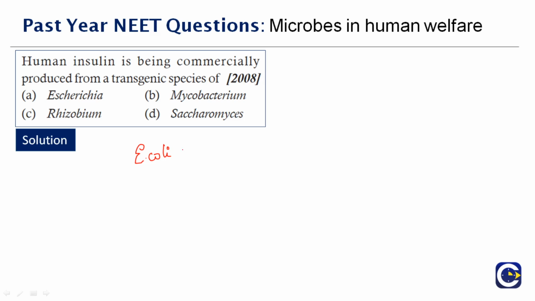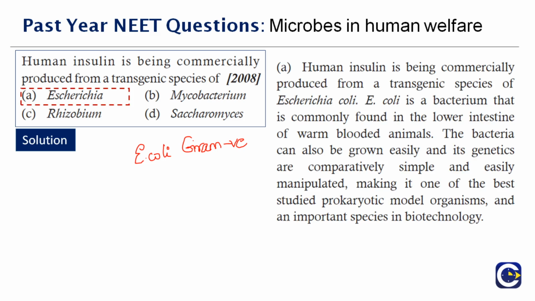It is a bacterium, usually a gram-negative bacterium, which takes in the pink stain during the gram staining process. The bacteria can also be grown easily, and its genetics are comparatively simple. When compared to other microorganisms, it is very easy for us to culture in in vitro conditions. It is a prokaryotic model organism and an important species in biotechnology, where it has given a lot of benefits by culturing it. Therefore, the correct answer to this question is option A.